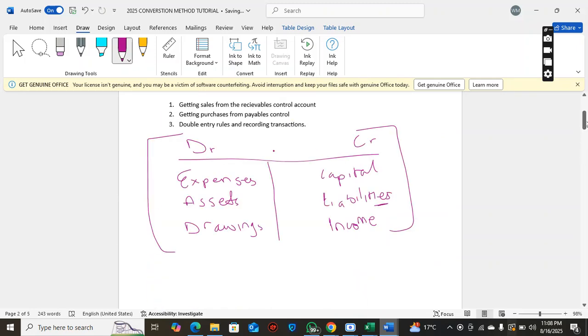Once you know the account you're dealing with, if it's an asset account, the balance has to come on the debit side. If it's a liability, the balance has to come on the credit side. If it's capital, balance has to come on the credit side. If it's expenses, debit side. Yes. Mr. Tombo, you have a question?